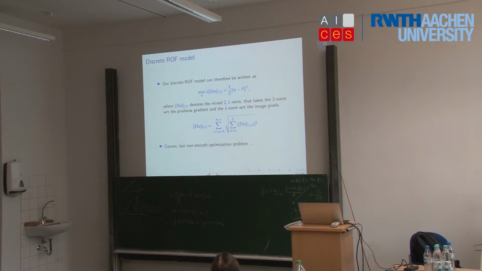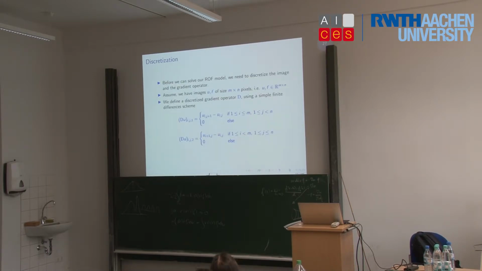Okay, so then it turns out that the discrete ROF model can be written like this. So here you have the quadratic difference. The integral in the continuous definition of the norm is just replaced with a sum over image pixels. And here we now take the so-called mixed 2-1 norm of Du. Just going back, this gives you, for each image pixel, two components, the first and the second. One is the horizontal difference, and the second one is the vertical difference.